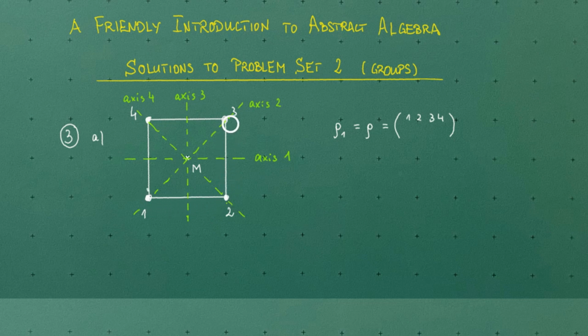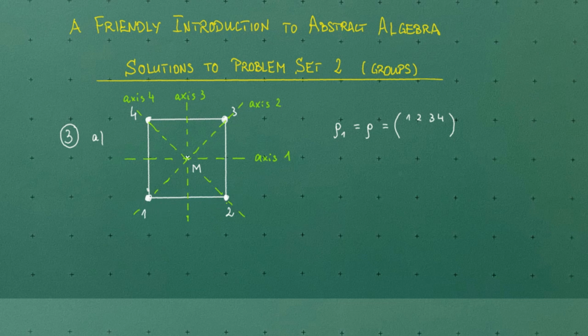Here, counterclockwise, the vertices of the square are numbered 1, 2, 3, 4. Then here is the center of mass, and this symmetry axis I call axis number 1, and then I always move about 45 degrees to obtain axis 2, axis 3, and axis 4. Rho 1, abbreviated by rho, is the rotation by 90 degrees of this square.